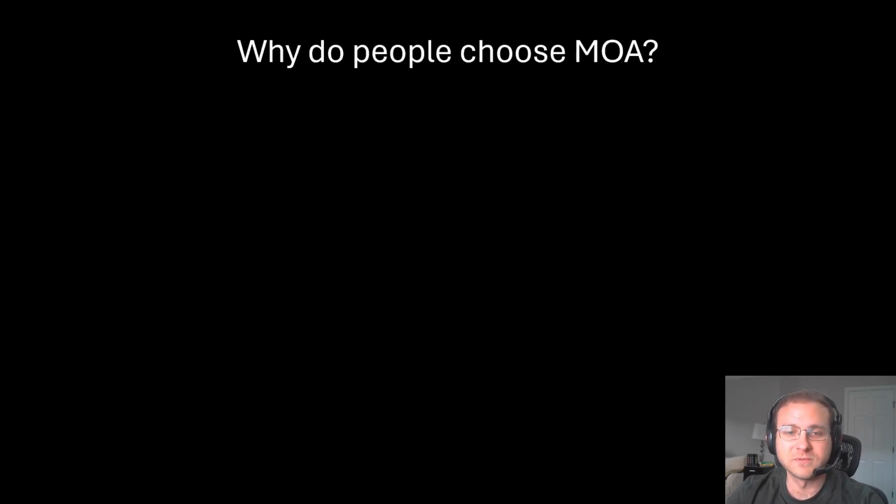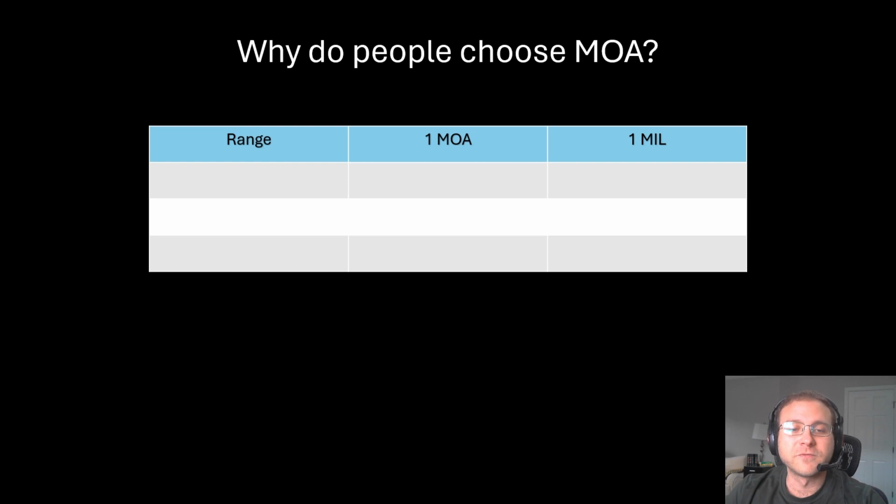So why do people choose minutes of angle? From what I can tell, people choose minutes of angle because they see a chart like this showing that 1 MOA is 1 inch at 100 yards, meaning that an adjustment of 1 MOA on a target at a distance of 100 yards is going to result in a 1 inch change in your point of impact.